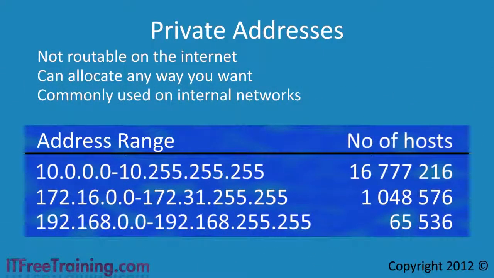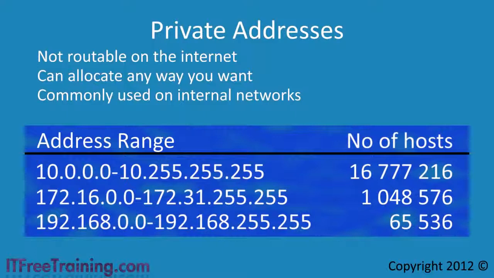The first type of these addresses start with a 10. This gives you just over 16 million hosts on the one network. The second address starts with 172.16 and ending with 172.31, giving you just over 1 million hosts. The last private address starts with 192.168 and gives you just over 65,000 hosts. It would be hard to find a network anyway with this many computers on it.